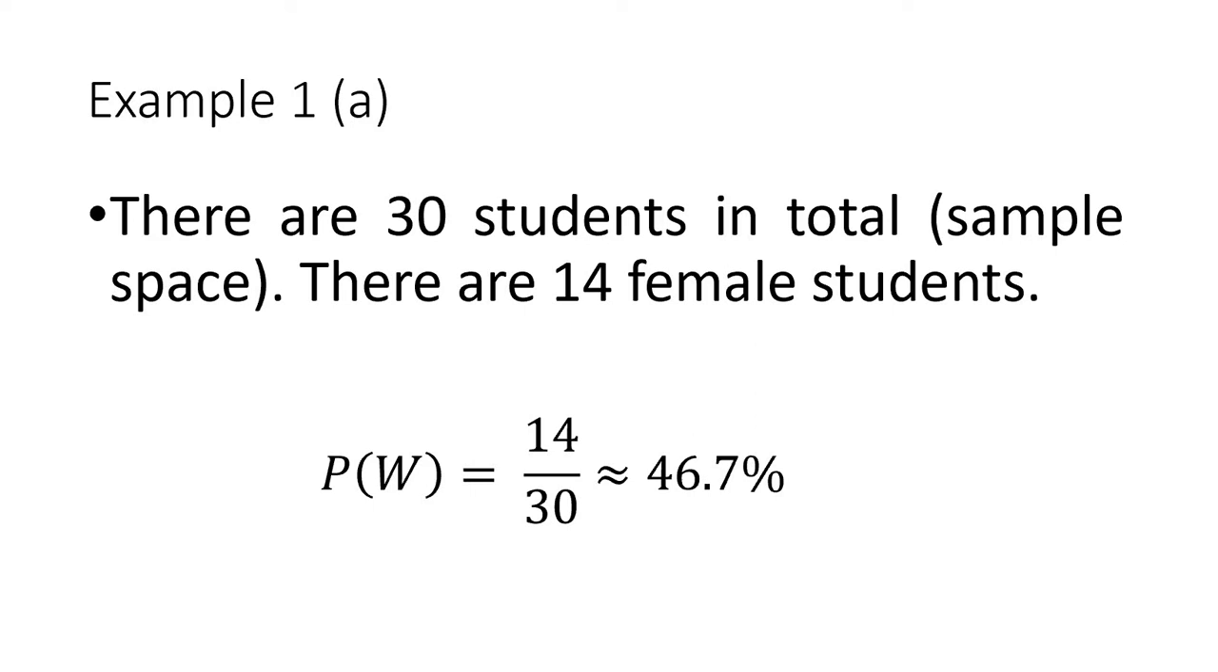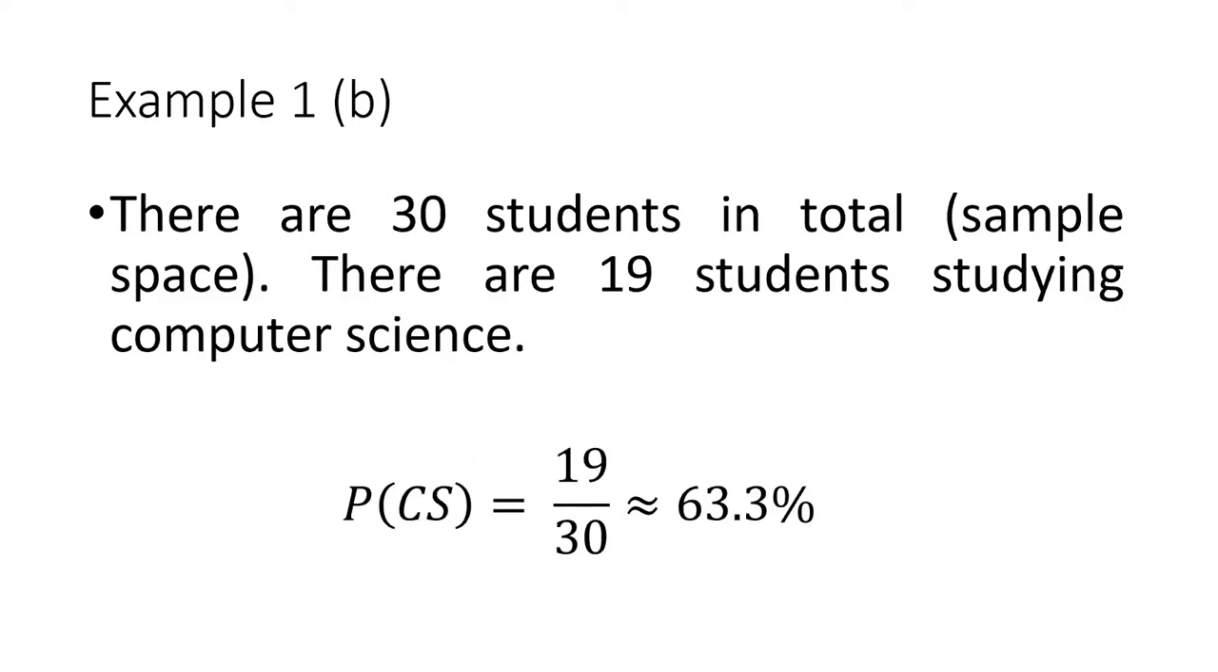That's why, in order to find the probability that a randomly picked student is a woman, we have to divide the number of women by the total number of students. We divide 14 by 30, and our result is 46.7 approximately. So the probability that a randomly picked student is a woman is approximately equal to 46.7%.